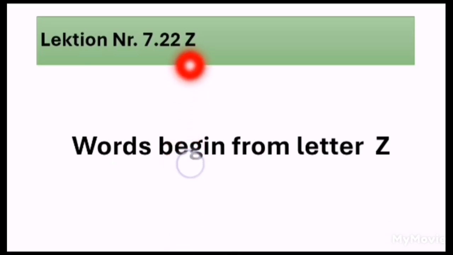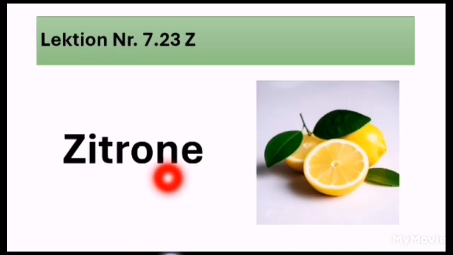And it is Zet. In English it is Z, in German it is Zet. Words begin from letter Z are from letter Zet. Zitrone. Don't pronounce it like in English Z, zit. It is Zit. Zitrone. Lemon.